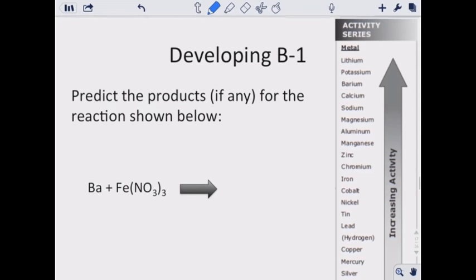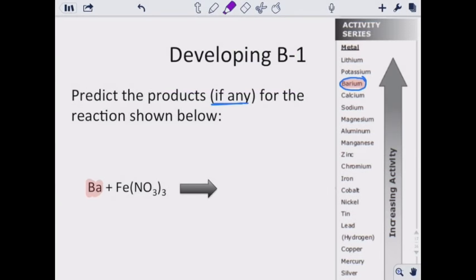Let's jump into an example. It says predict the product, if any, and that's the key thing here, if any, for the reaction below. So when we're looking at this, we look at what's by itself. This is barium, and we find barium on the activity series. It's right there. Now, the only thing that barium cannot replace is lithium and potassium.